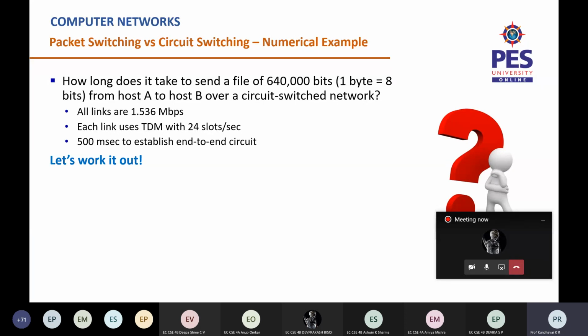Just think of the total time taken to send a file of this many bits, 6,40,000 bits, with all these given conditions. Just think of how to arrive at this. Just take 2 minutes to arrive at this. We will work it out as well.